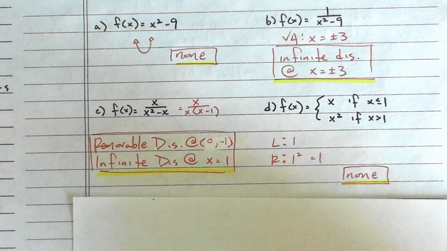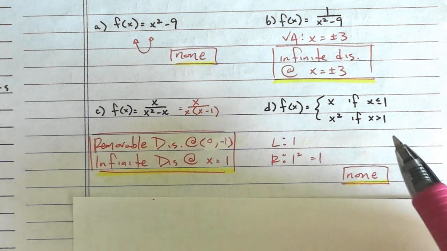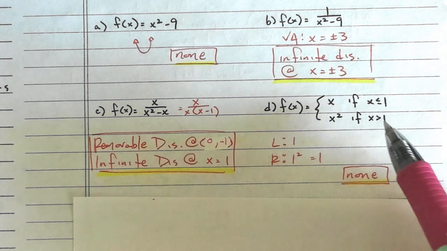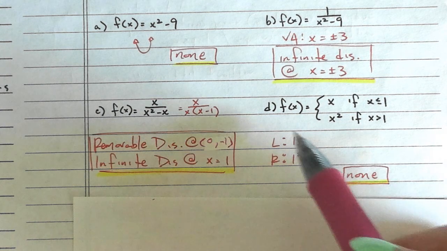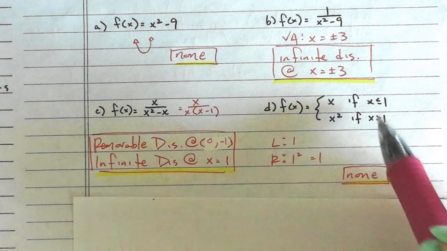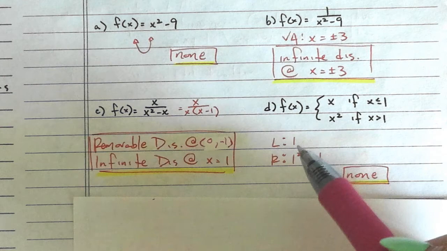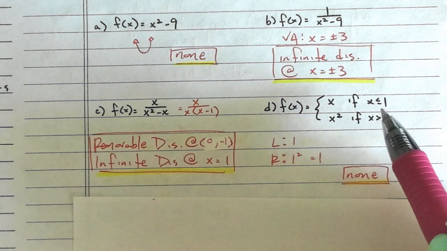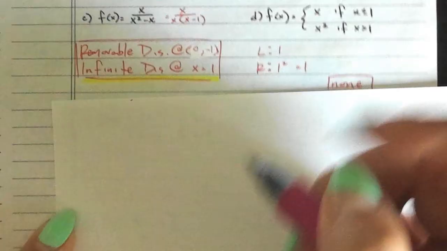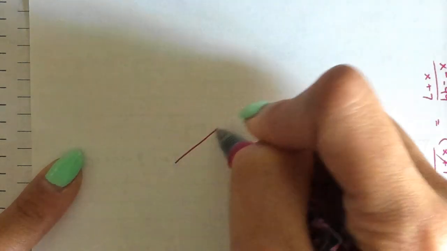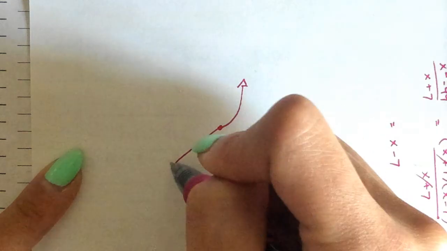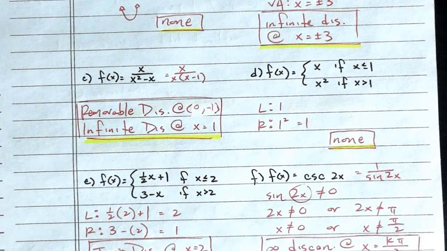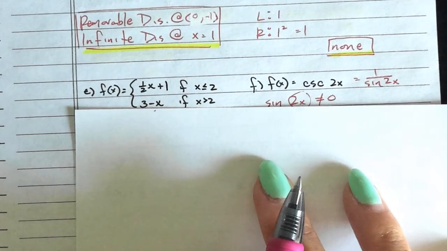This one right here, okay, let's see. I have to see if anything weird happens at 1. I find my left limit, it's 1. I find my right limit, it's 1. It's continuous, nothing weird happens. There's even an equal sign, we're good. The left side is a line and the right side is a parabola, but they meet at the same place. So it might look something like a line, and then it meets the parabola, and then here's your parabola, here's your line. So that is continuous.